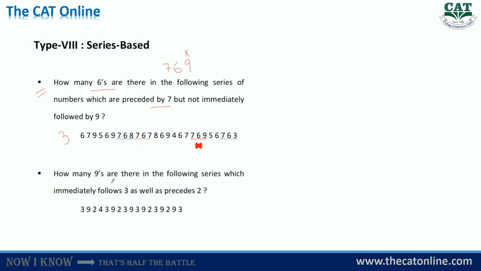Next one: how many 9s are there in the following series which immediately follow 3? The 9 should follow 3 as well as precede 2. So you are looking for the number 392 in the given series. So 9 follows 3 but precedes 2. You have case number 1, case number 2, case number 3, and here is case number 4. So 1, 2, 3 and 4. So the answer to this question would be 4.